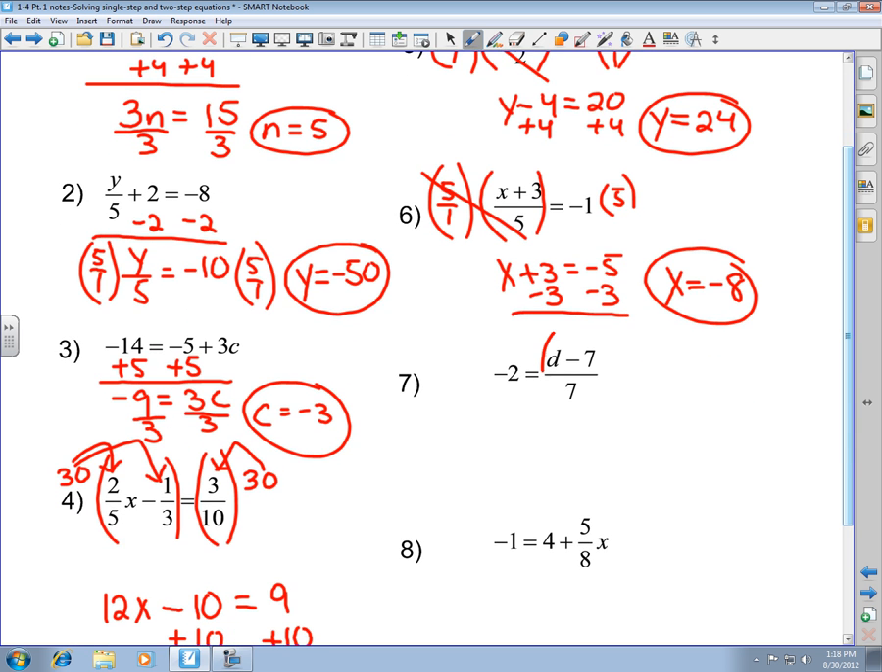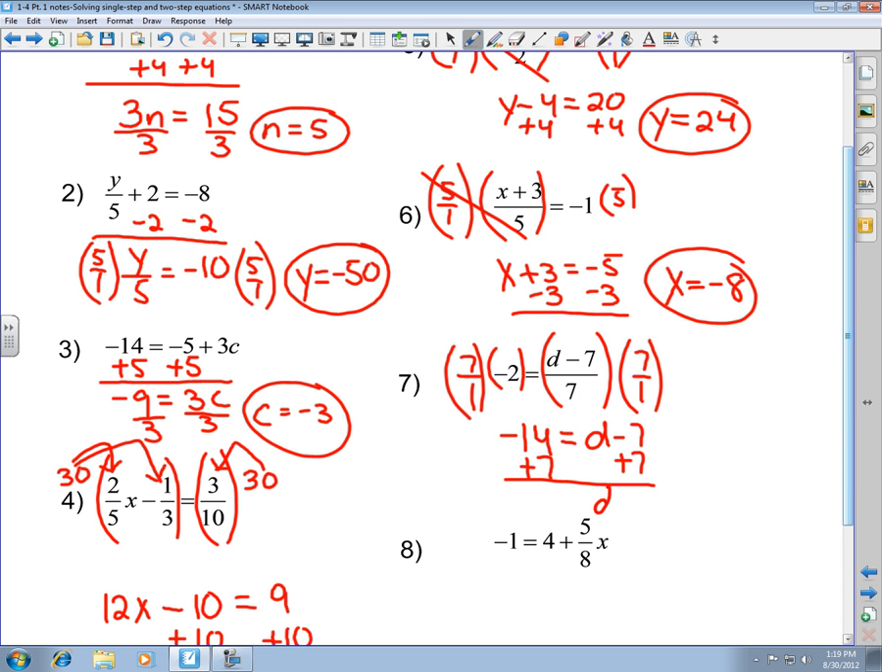For number 7, I'm going to multiply by the reciprocal of this, the 7 in the denominator. So the reciprocal of 1 over 7 is 7 over 1, which is what I'm going to multiply both sides by. So it's going to be negative 14 equals d minus 7. Add the 7. D equals negative 7.